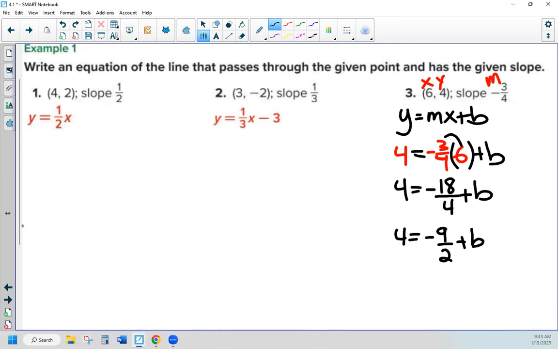All right. Okay, now let's go ahead and talk about what is 9 over 2 doing with b. This -9 over 2, what is that doing with b? Think about it for a second.